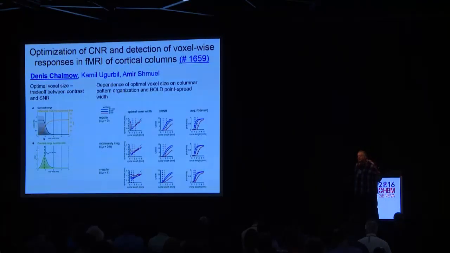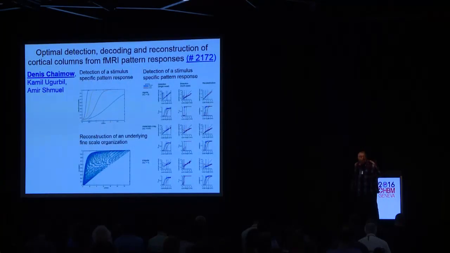So how do we make sense of that, and what do we do practically? We can visit a poster by Denis Chaimov that quantifies and suggests how to optimize contrast-to-noise ratio and detection of voxel-wide responses in fMRI of cortical columns, poster 1659. He also optimizes detection, decoding, and reconstruction of cortical columns from fMRI pattern responses, poster 2172.